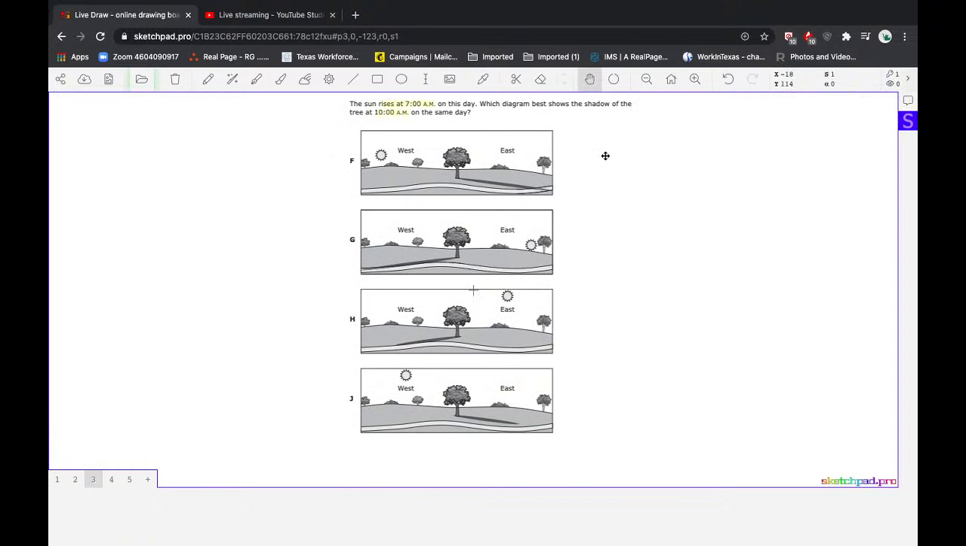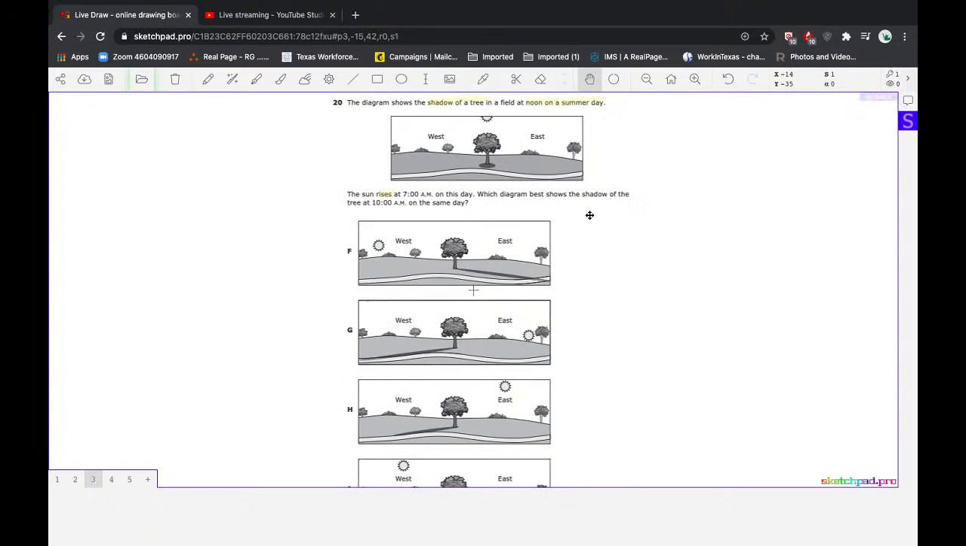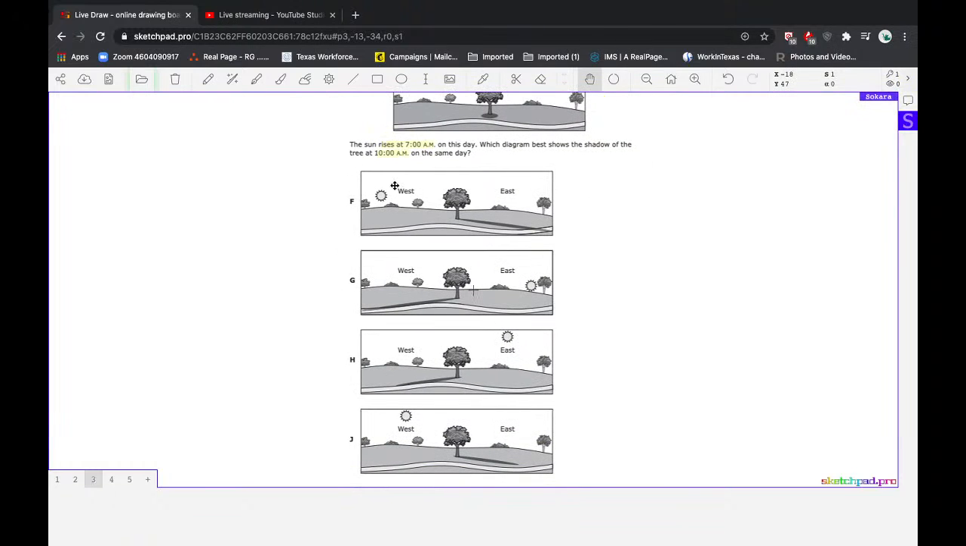We know that the shadow of the tree is always going to be in the opposite direction of the sun. So in this picture, since the sun is right above the tree, the shadow is going to be right below the tree. And in these, it's the opposite. The sun's here, the shadow's over here, right? So let's check this out.